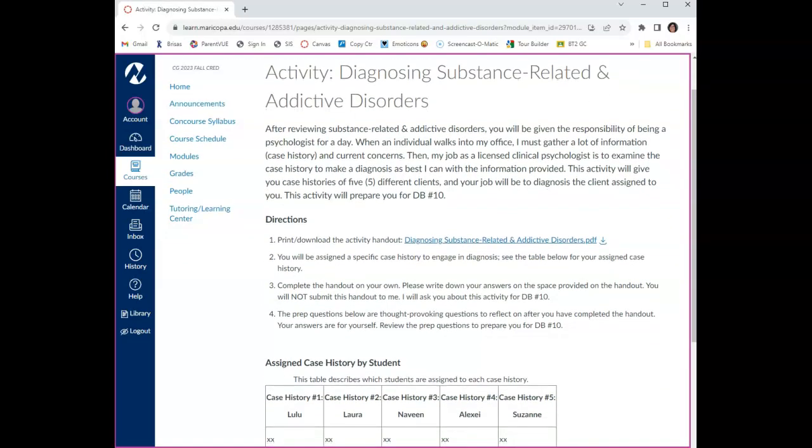Every week, the activity will give you the responsibility of being a psychologist for a day. Because diagnosis is so important to our role as psychologists, this week's activity involves applying your knowledge of substance-related and addictive disorders to a case history. For this activity, you'll be given the case histories of 5 different clients, and your job will be to diagnose the client assigned to you. This activity will prepare you for the discussion board. Additionally, there'll be 2 questions on the application paper regarding your client.